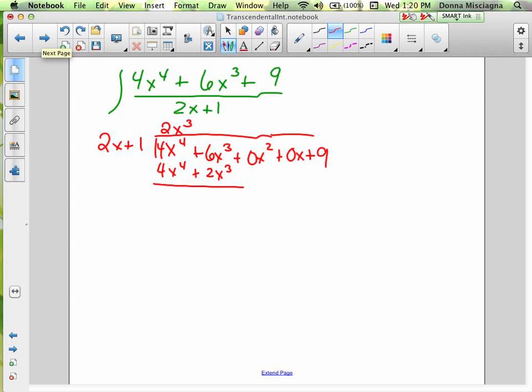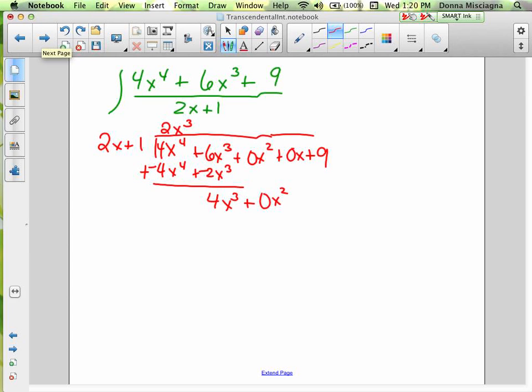And we subtract, which means to add the opposite. All right, so 6x cubed minus 2x cubed is 4x cubed. Well, that's worked out so well. Good. So far, so good. Plus 0x squared. We need two terms.